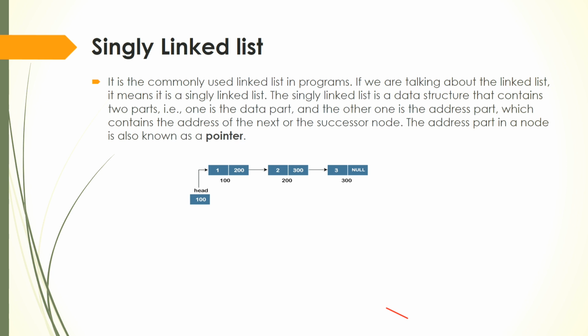Right. So in this representation we see that we have defined a user defined structure named node containing two members. The first one is data of integer type and the other one is the pointer of the node type. So this is the representation of a node in a singly linked list.